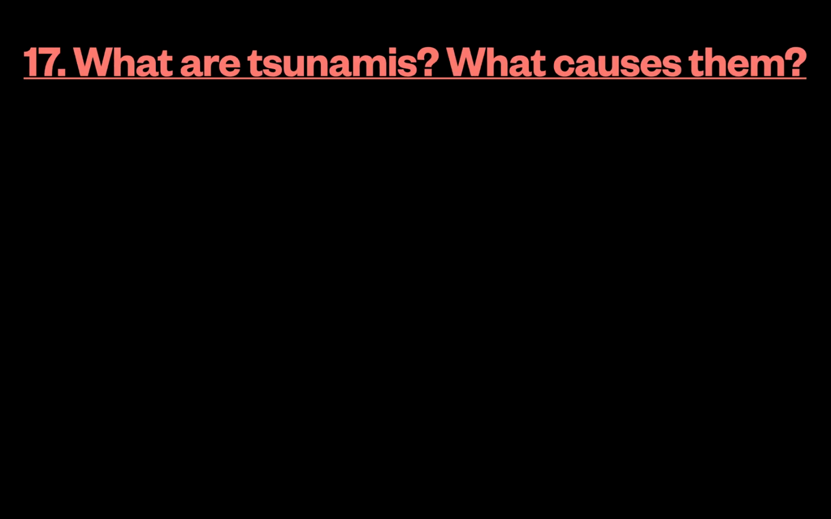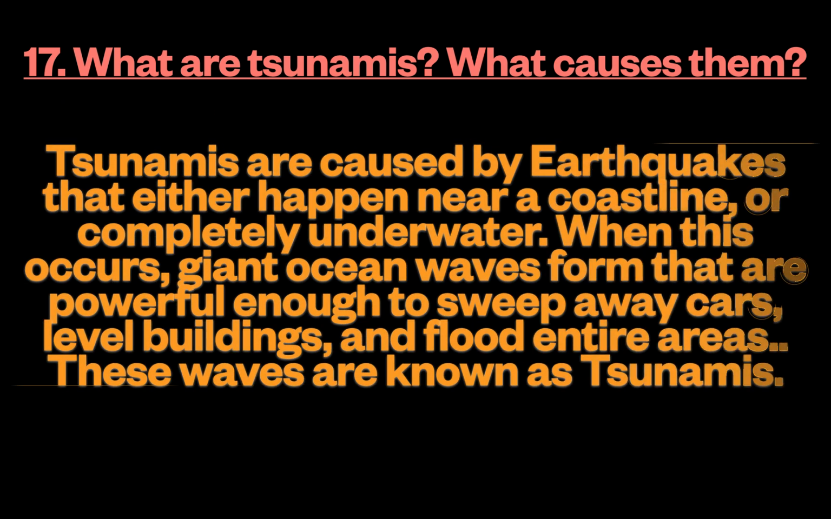Okay, and if an earthquake happens near a coastline or in an ocean, it can result in what's called a tsunami. Tsunamis are caused by earthquakes that either happen near a coastline or completely underwater, and when they occur, they are giant ocean waves that are powerful enough to sweep away cars, level buildings, and flood entire areas. Okay, so these giant ocean waves caused by earthquakes are known as tsunamis.